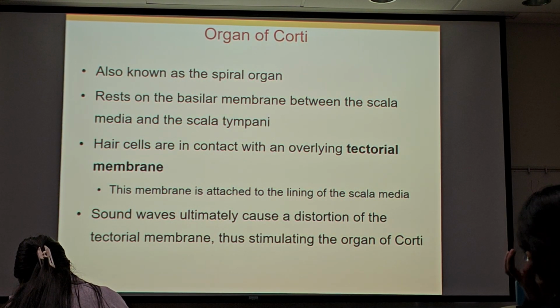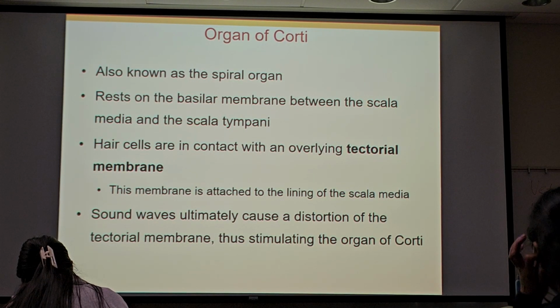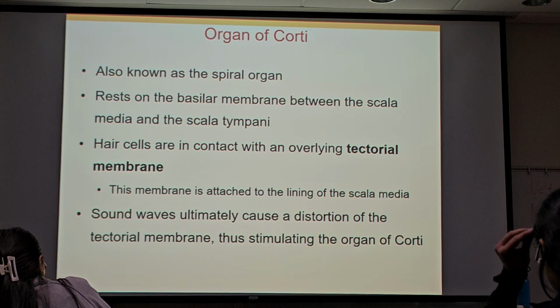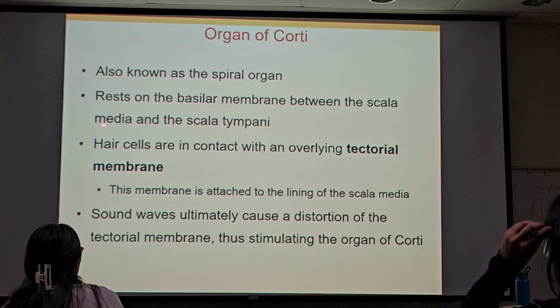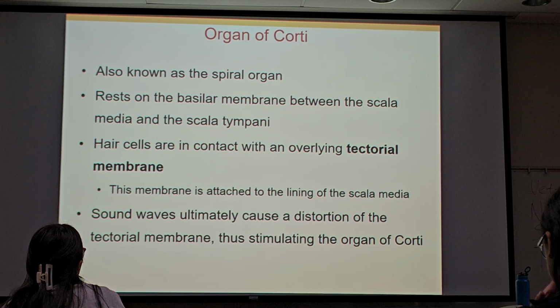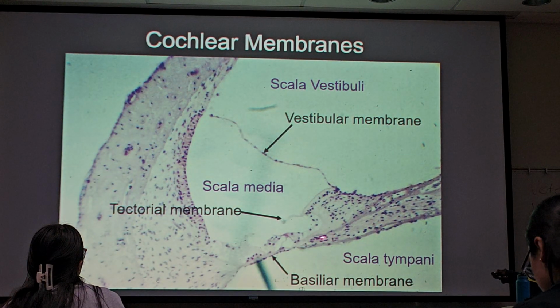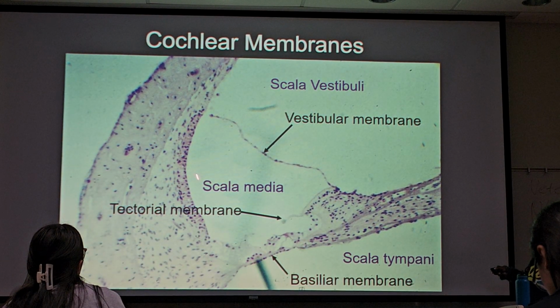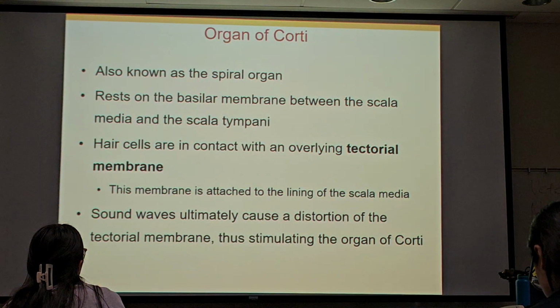Also called the spiral organ. It's sitting on top of that basilar membrane, between scala media and scala tympani. That basilar membrane sits between those two chambers. Organ of Corti sitting on top of basilar membrane. It has hair cells.